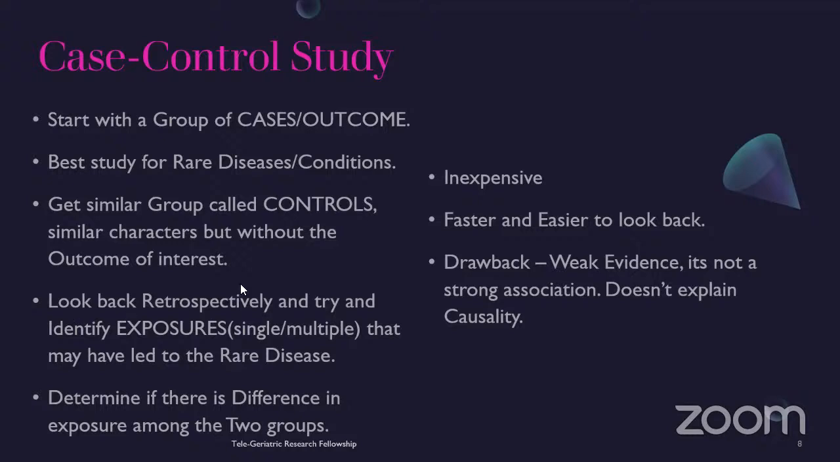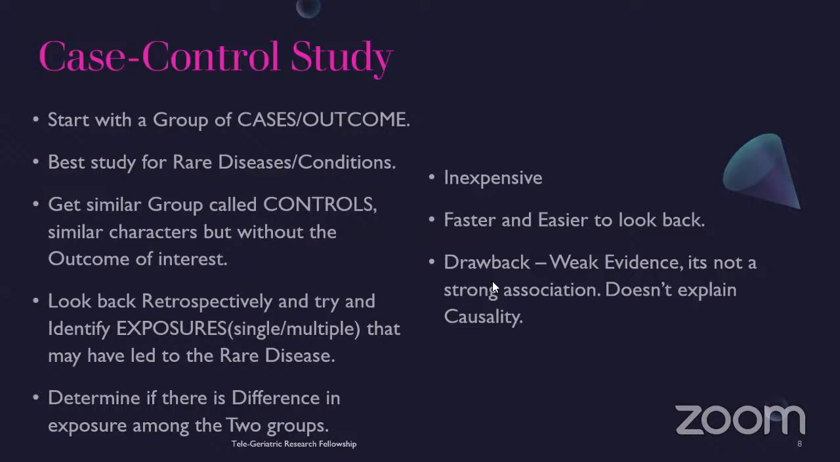And we are going to look back retrospectively and try to identify the exposures. The exposure here can be single or multiple that may have led to this rare disease. And what are you going to do? You're going to determine if there is a difference in exposure among the two groups. The thing is, it's inexpensive. That's very good about it. It's faster and easier to look back than going forward in time, taking so many years. It's easy to look back.